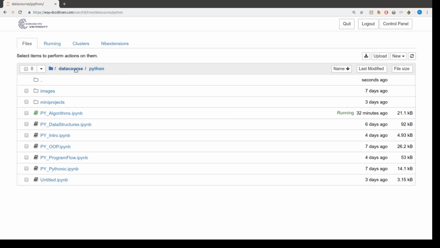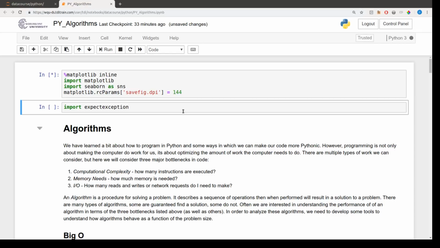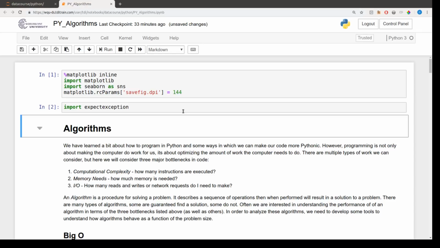So, in your data course Python directory, there is a notebook called Algorithms, and you'll want to go ahead and click on that. Thus far, we'll just execute these first two cells.